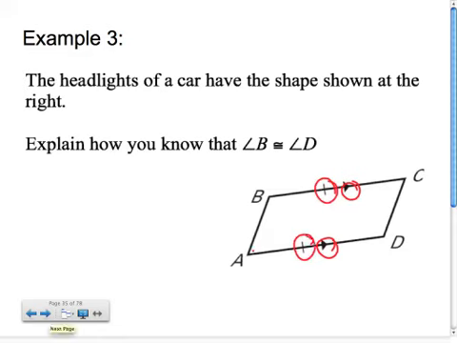Therefore, this thing's a parallelogram, and if it's a parallelogram, then we know that one of the properties states that opposite angles are congruent. So you'd have to write all that out. I'm not going to take the time to write it out. So again, how do you know that B and D are congruent?